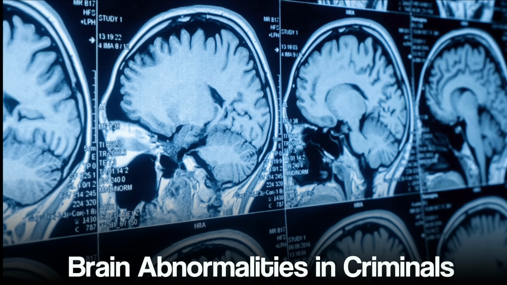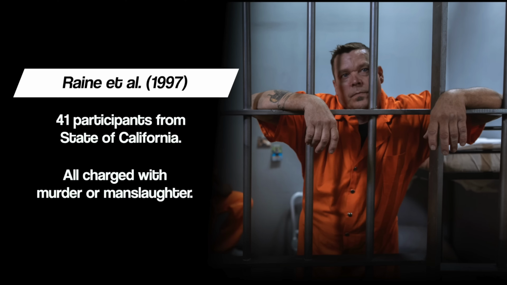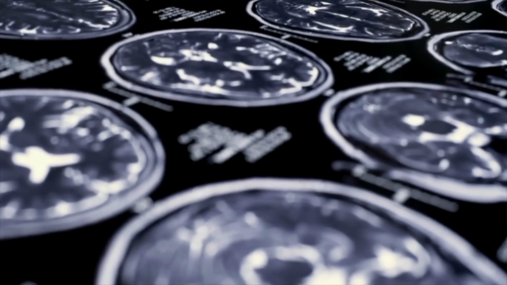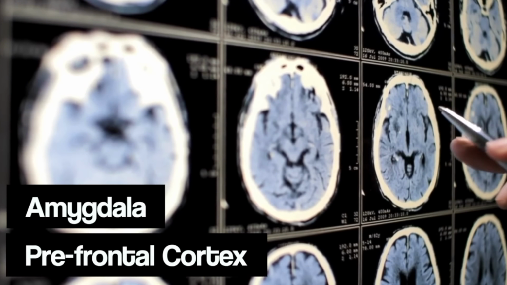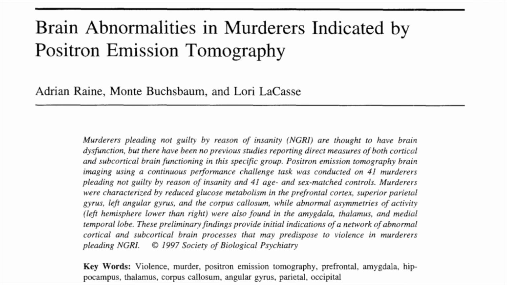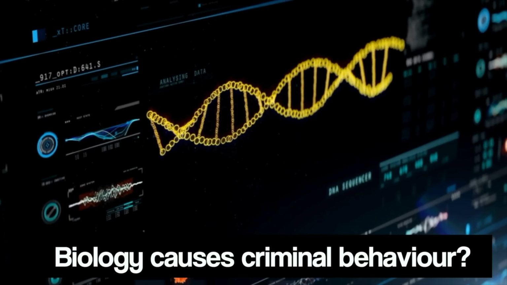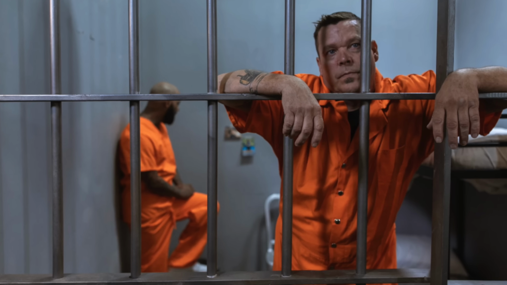Number 2. Brain abnormalities in criminals. Adrian Raine used brain imaging to compare murderers pleading not guilty by reason of insanity with a control group. They found a range of differences in the activity of the brain in areas such as the prefrontal cortex and the amygdala, which led them to suggest that there appears to be abnormalities in the brain that predispose these individuals to violence and murder. It could lead to the general belief that biology causes criminal behaviour, which leads to the removal of moral responsibility for criminals.